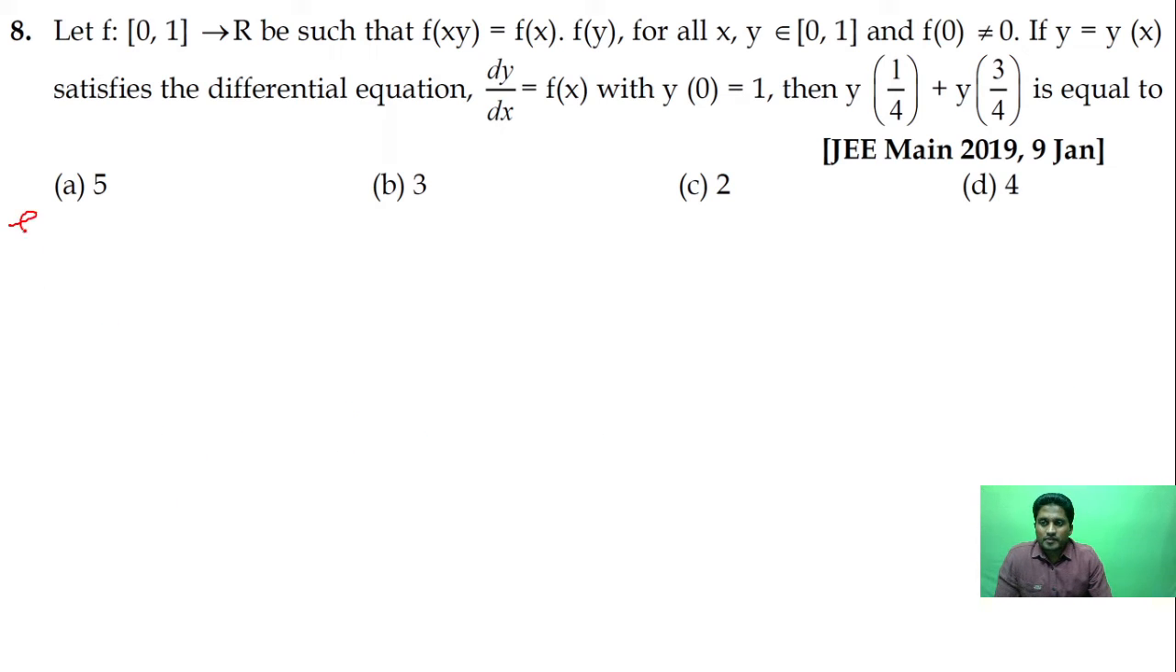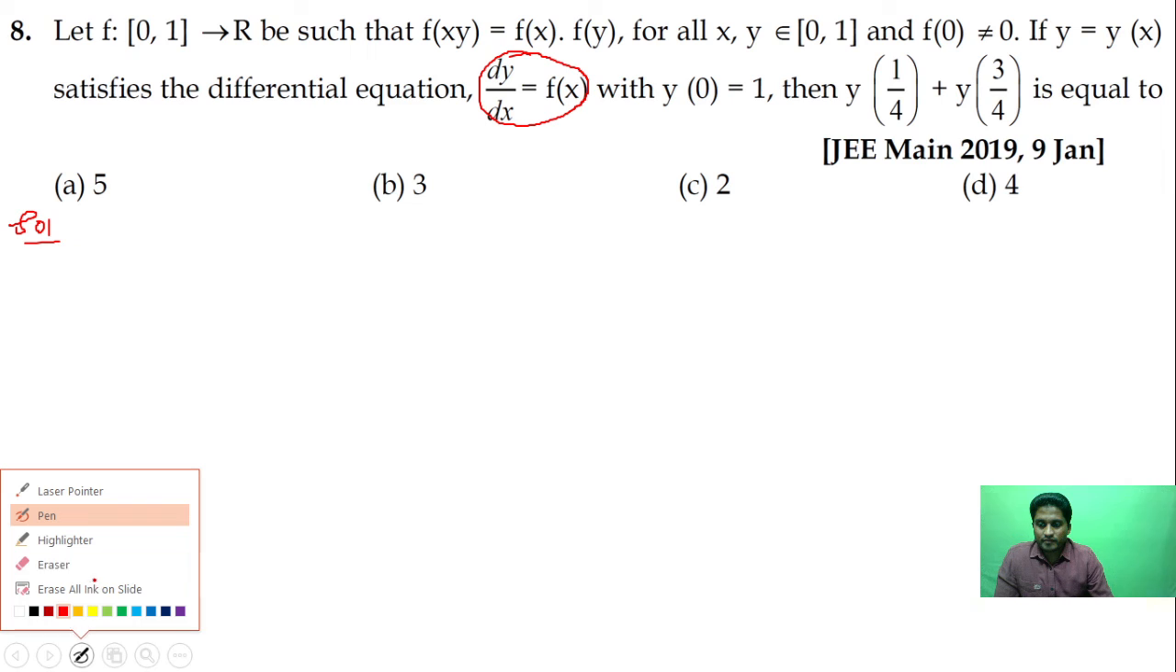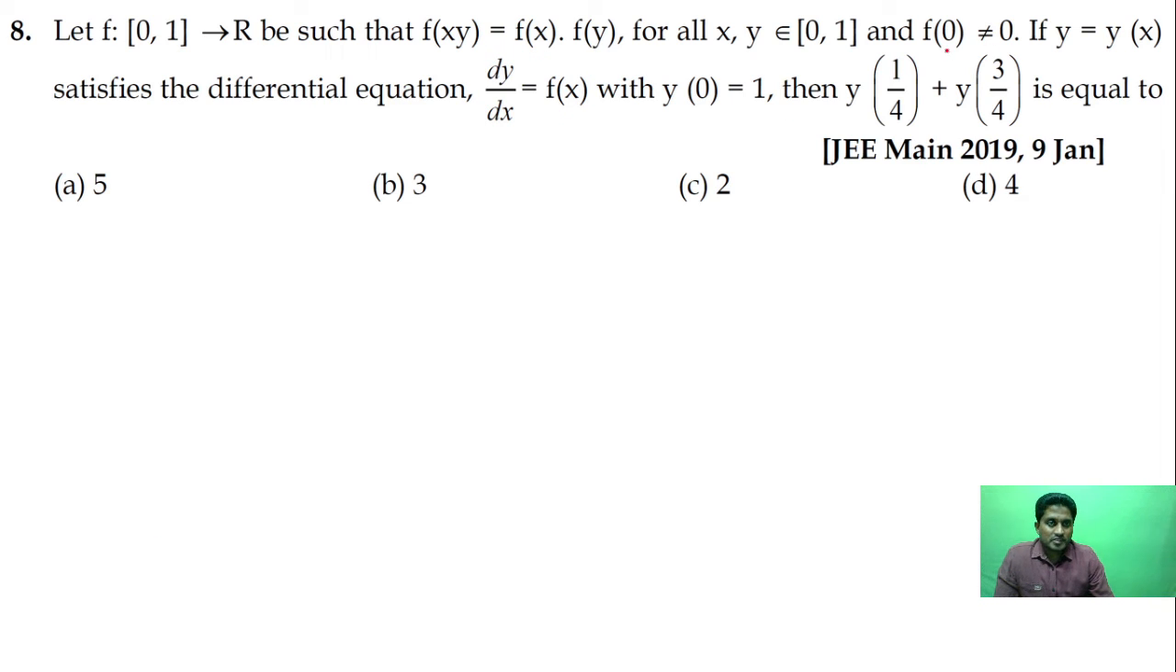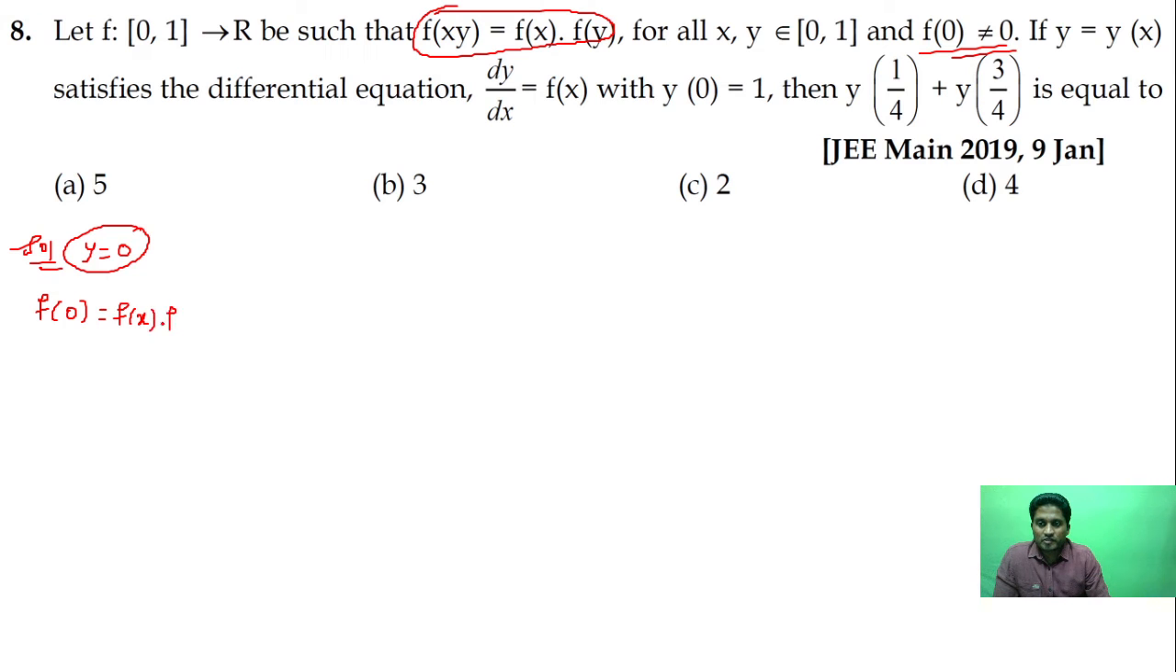Now it is given in the question that dy by dx is equal to f(x). We'll find out the value of f(x). So how will I find the value of f(x)? It's also given in the question that f(0) cannot be 0. In this particular condition, f(x·y) is equal to f(x)·f(y). What I'll do is put y equal to 0. If I put y equal to 0, you get f(0) is equal to f(x) into f(0).